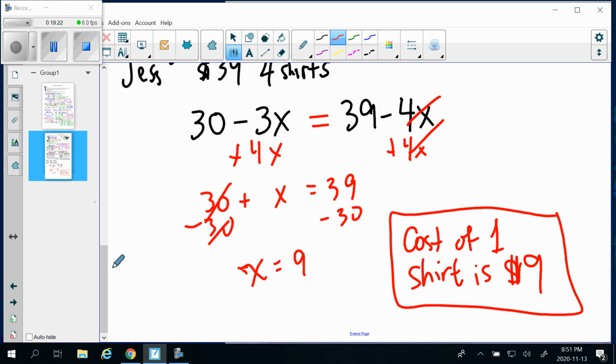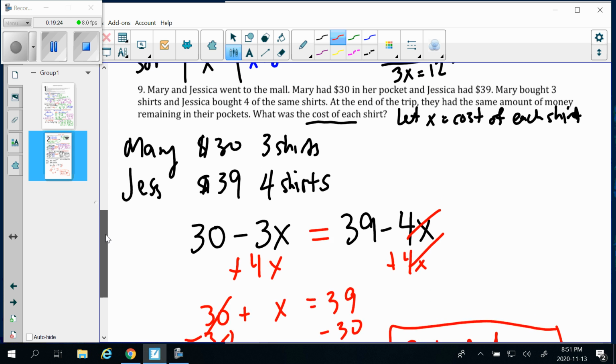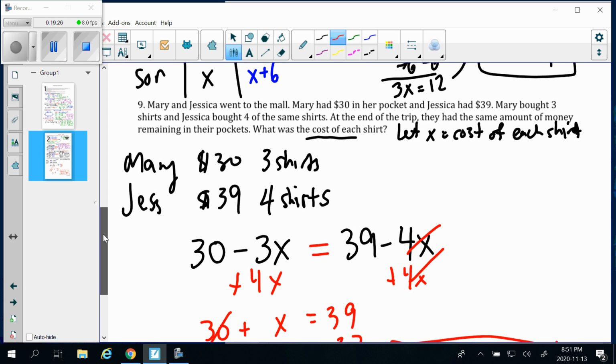So we had a bunch of clues, and in the end, we're just setting things equal to each other so we can get an equation.